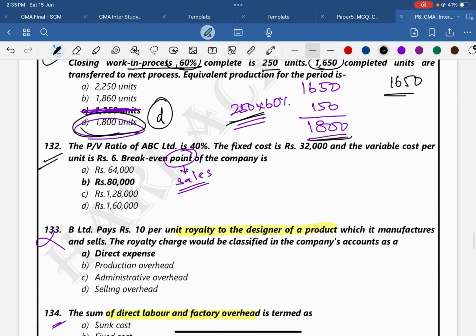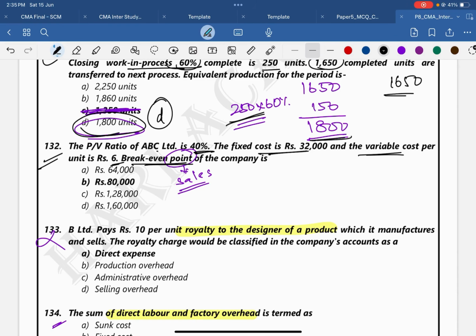Question number 132. The PV ratio of ABC Limited is 40%. The fixed cost is 32,000. Variable cost is 6 per unit. Break-even point they are asking. Here you need to conclude whether everything is based on per unit or everything is based on value. If it is based on value, you should find the break-even point in sales value. If everything given in the question is based on per unit, you will go with break-even point in units. That's a tip I want to provide.